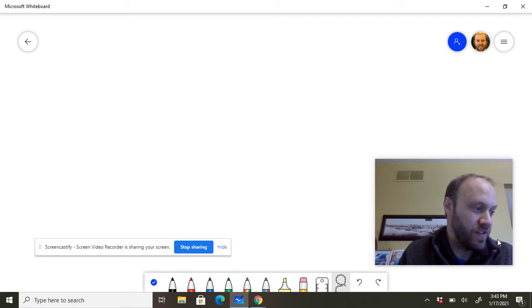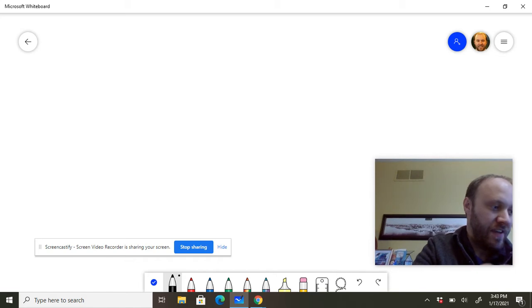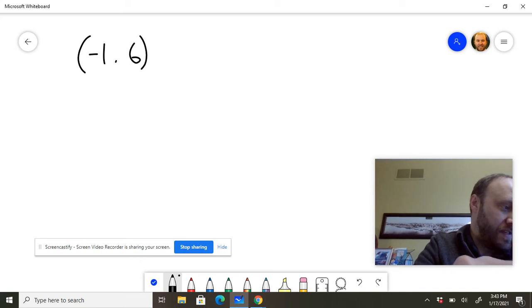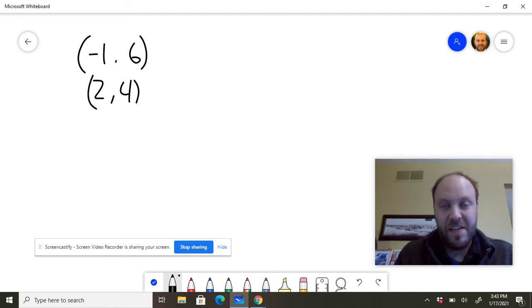Moving along to example number 9. We're given two different points. We want to find the equation of the line that passes through those points. And so we've got negative 1, 6, and we've got the point 2, 4. Okay. So you don't know what the y-intercept is. I suppose you could make a graph and you could try to continue the slope pattern, and you could figure out what the y-intercept is.